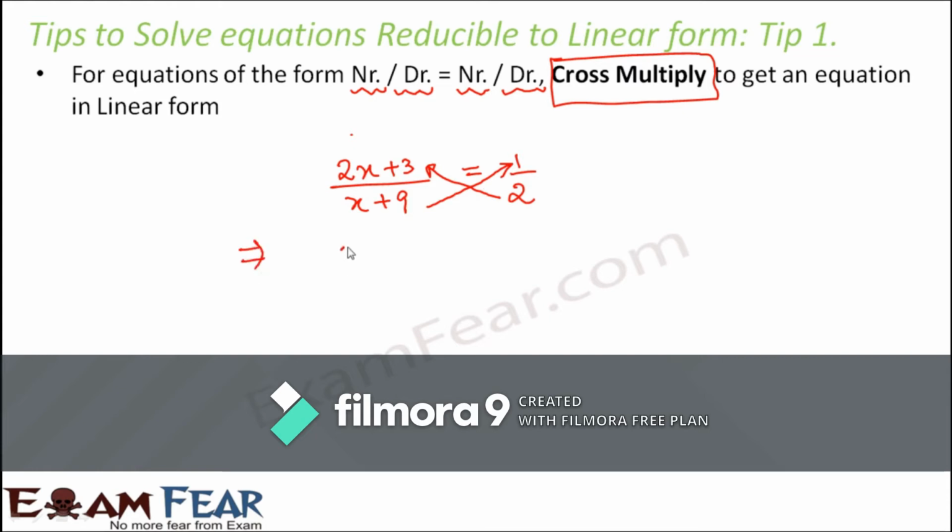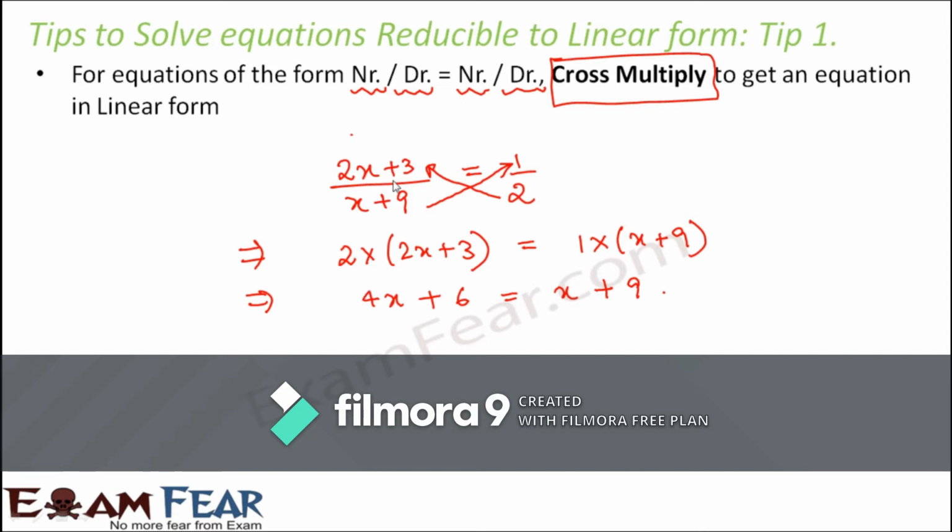So that is called cross multiplication. In this case, what will happen? 2 into 2x plus 3 will be equal to 1 into x plus 9. So that is what you will get. 2 into 2x would be 4x, plus 2 into 3 would be 6, and this side it would be x plus 9.